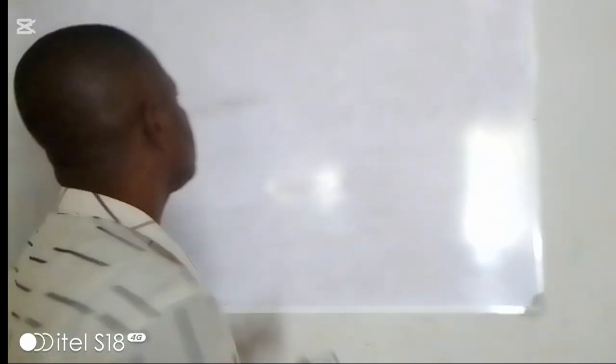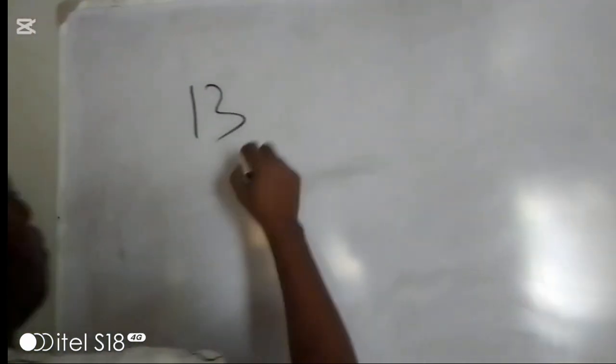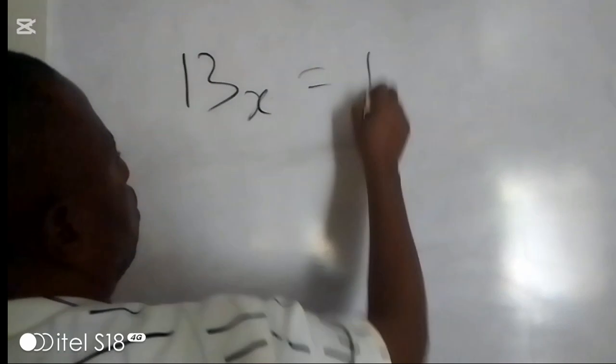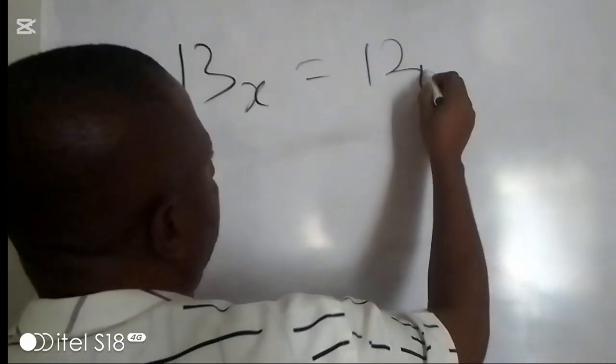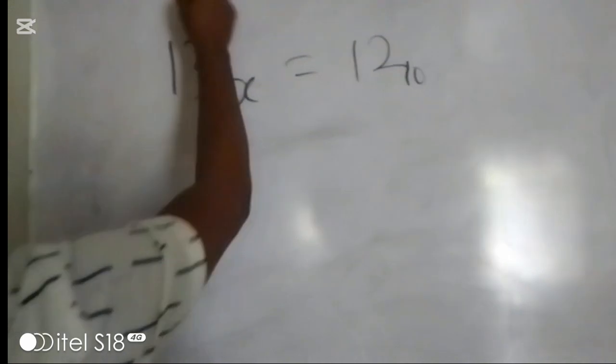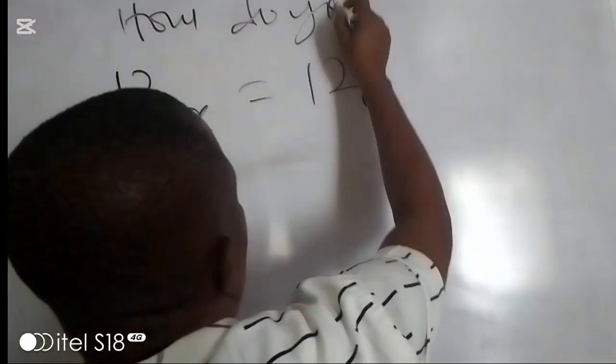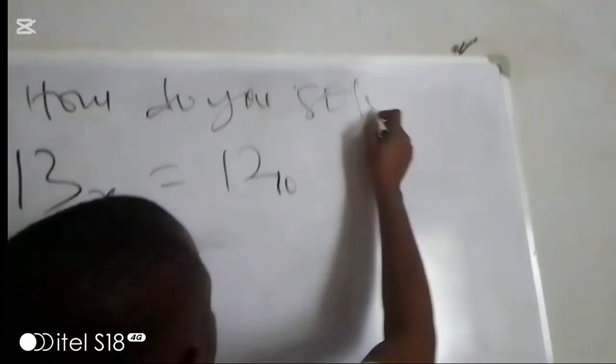Today we are going to look at possible questions that can come out in WAEC, NECO, JAMB or post-JAMB or any aptitude test. For example, how do you solve this? 13 base x equal to 12 base 2. How do you solve this?